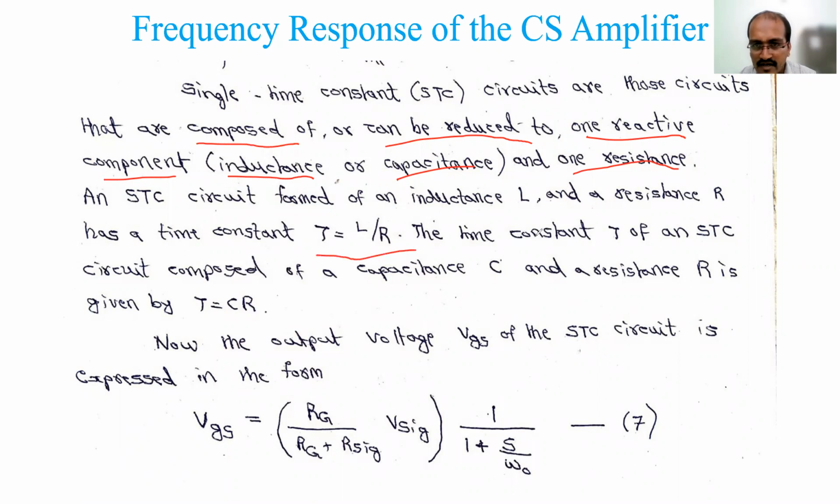And if the time constant tau of an STC circuit is composed of a single capacitance C and a single resistance R, it is given as tau equal to CR. Now what I'm going to discuss is the second type, where we have a single capacitance and resistance. Once again the definition: single time constant circuits are those circuits that are composed of, or can be reduced to, one reactive component and one resistance.